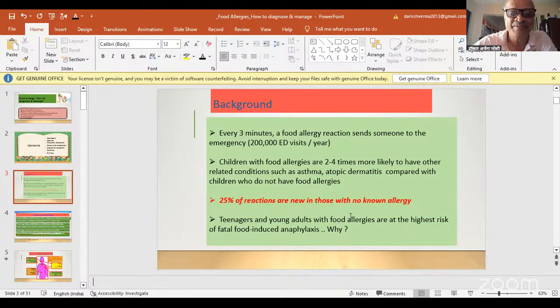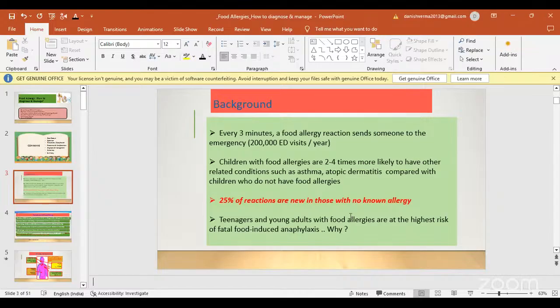Because but why, this is a teenager. Because they like to experiment with food and other things. Exactly. So there is this peer pressure.